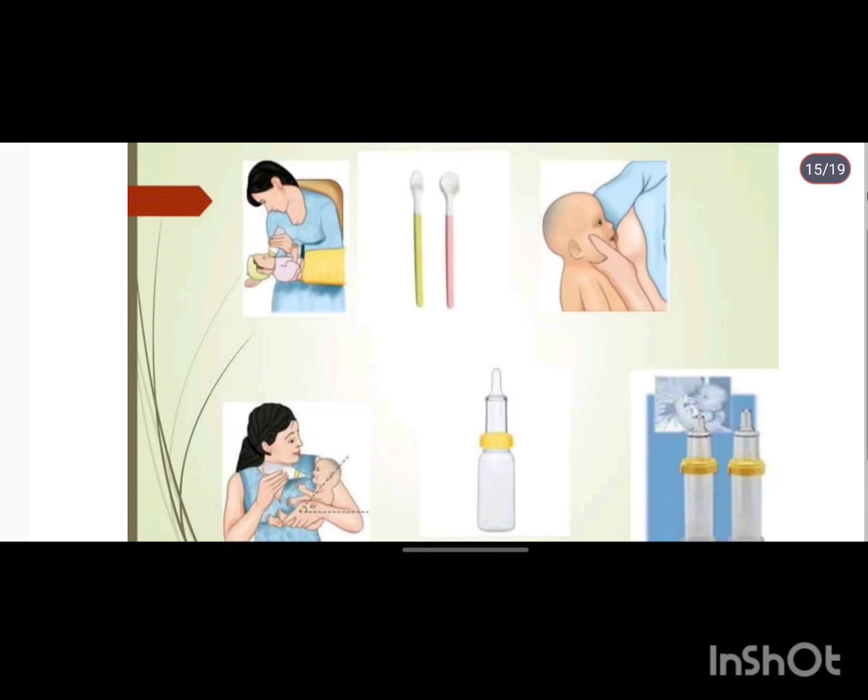So you can see in this image how the baby is held at the mother's breast to help in promoting feeding, and also what is the correct angle to hold the baby while feeding, and also the type of nipples used for feeding these babies and the type of spoons.